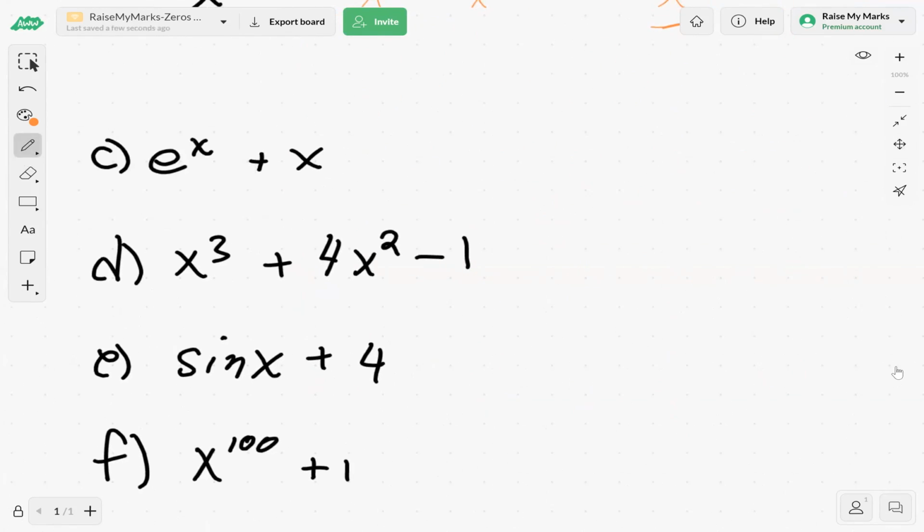All right, so C. So we have e to the power x plus x. Well, our first term is not of the form variable raised to a number. So no, we do not have a polynomial. Let's have a look at D. We have x cubed plus 4x squared minus 1. So is each term of the form variable raised to a number, whole number? Well, yes. It looks like we are in luck. So remember, when we have a constant, the variable is raised to the power 0. So yes, we have a polynomial.